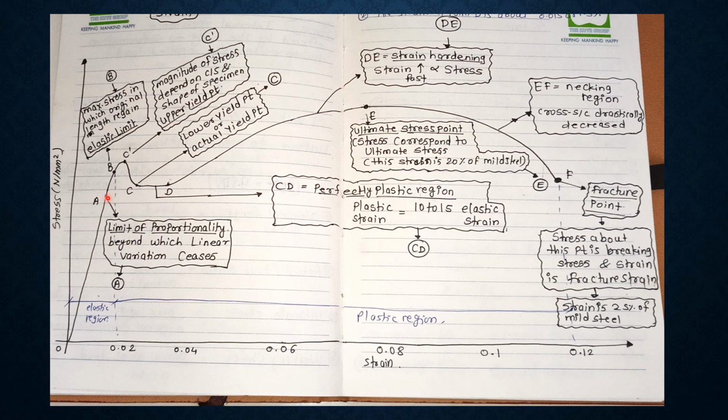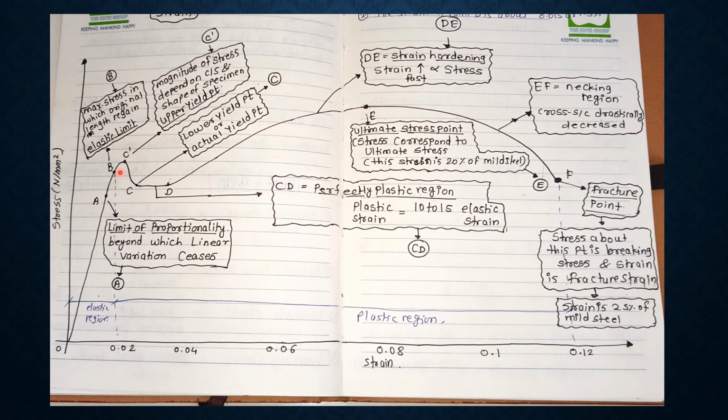Hooke's law is nothing but stress equals E into strain. That E is the Young's modulus. Stress is directly proportional to strain, and to equate them there is a constant called Young's modulus or modulus of elasticity, represented by the symbol E, and its unit is Newton per mm square.